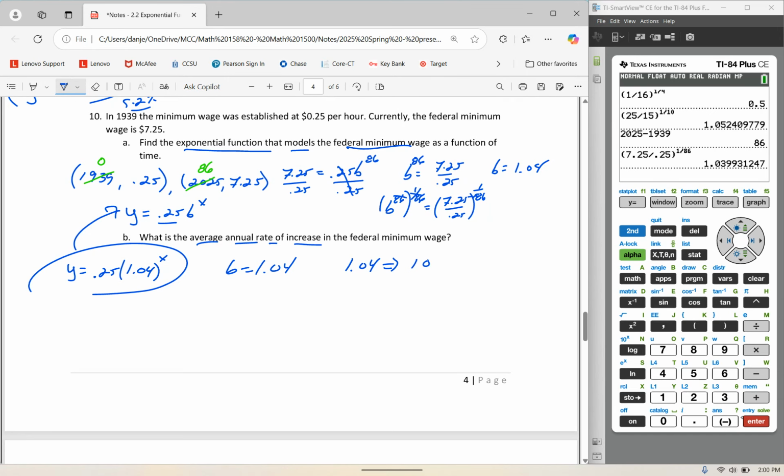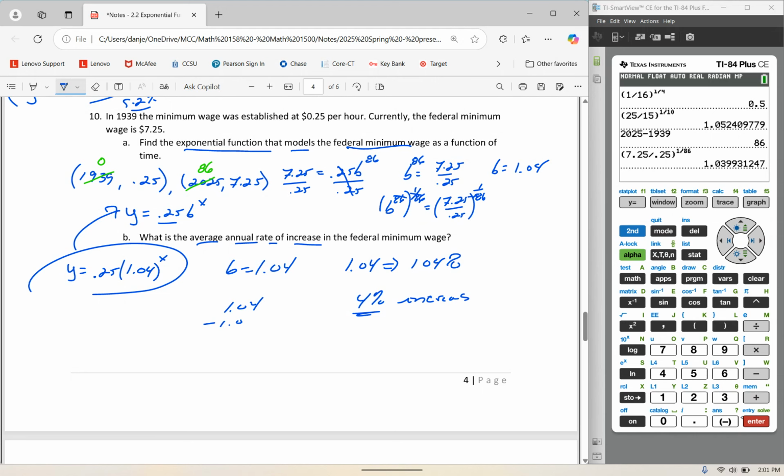1.04 is the same as 104%. 100% is 1. Okay, so every year we could say it's as if the minimum wage is 4% more than it was before. So if I multiply by 1, by 100%, that's the same. So this is a 4% annual increase. It's an increase of 4%.